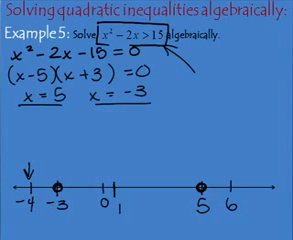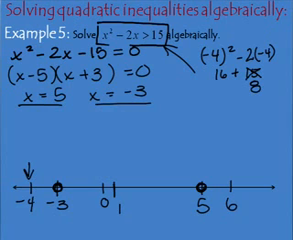So the first test point I'm going to try is the negative 4. So I'm going to put negative 4 quantity squared minus 2 times negative 4. And I want to see if that's greater than 15. So that's going to be 16 plus, oops, sorry, that's not 15. That would be 16 plus 8. And that's definitely going to be greater than 15. So over here, I got a true statement.